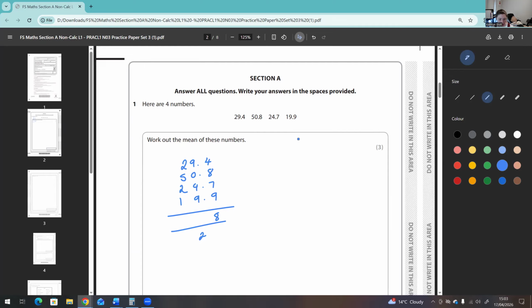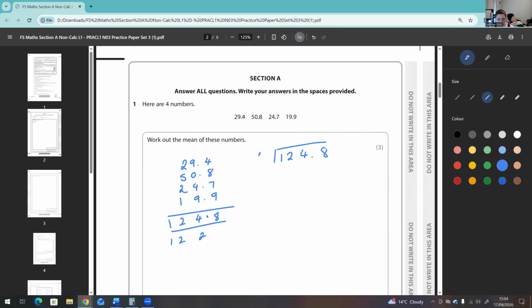So put the 8, carry the 2, the decimal in. 9 plus 0 is 9, plus 4 is 13, plus 9 is 22, plus 2 is 24, carry the 2. 2 plus 5 is 7, plus 2 is 9, plus 1 is 10, plus 2 is 12. So we've added them all together and got 124.8. We're going to divide by our number of values, so we're going to divide by 4.